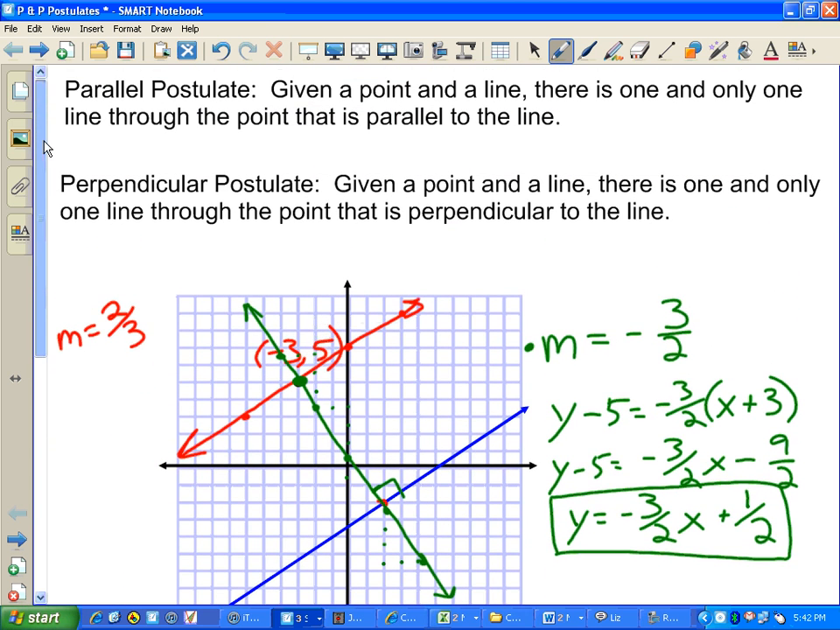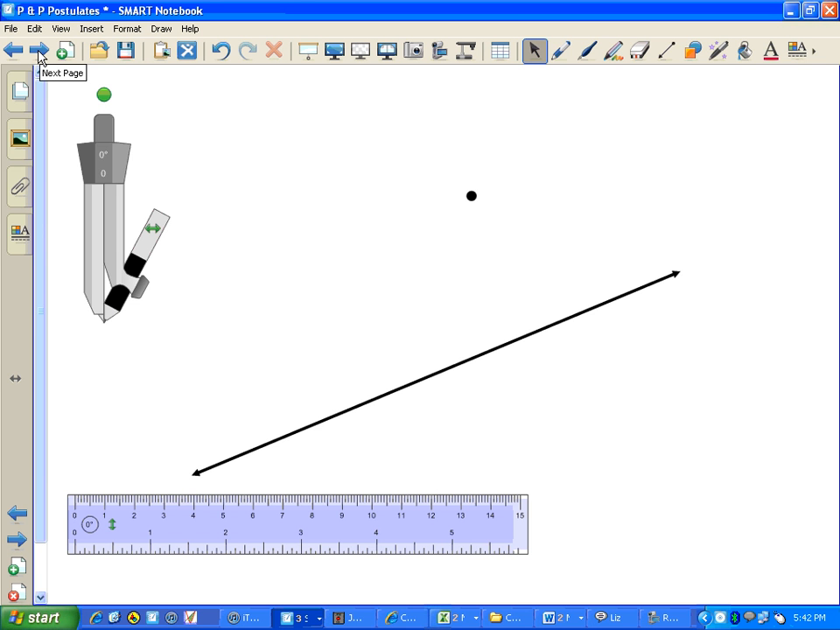All right, so that's how we do it in the algebra world. Let's take it into the geometry world. We're going to look at how we construct parallel lines and perpendicular lines given a point and a line. So we're still given the same things.